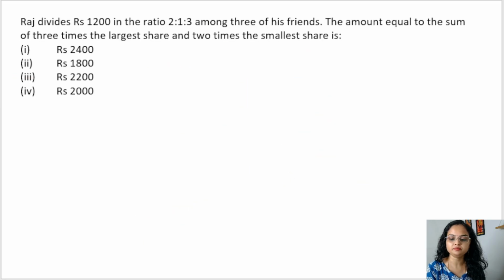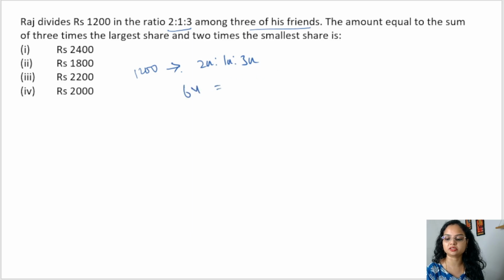Fourth option. Next one. Raj divides 1200 in the ratio of 2 is to 1 is to 3 among 3 of his friends. So 1200 is divided in the ratio of 2 is to 1 is to 3. We will assume 2 units, 1 unit and 3 units. Total units are 6 units. 6 units is equal to 1200. So 1 unit is equal to 1200 divided by 6. It is 200.